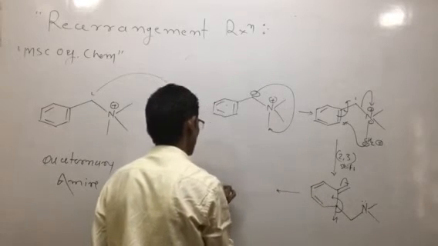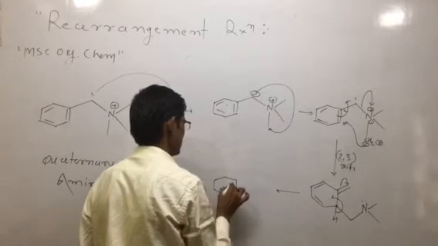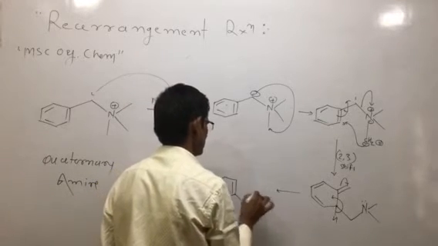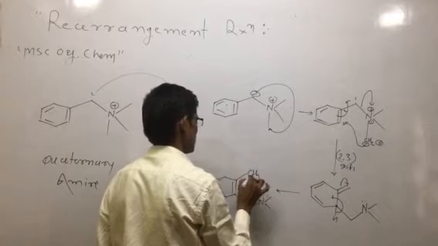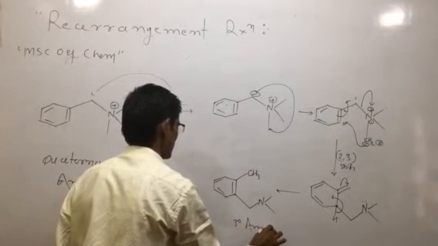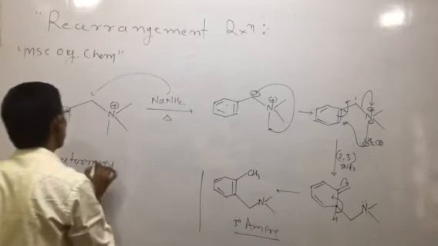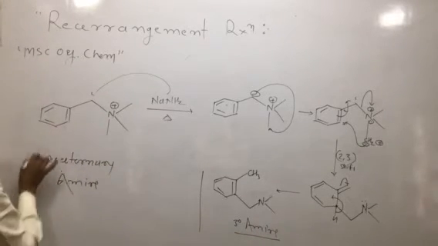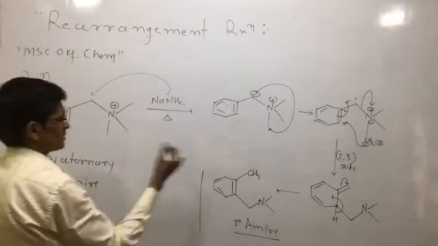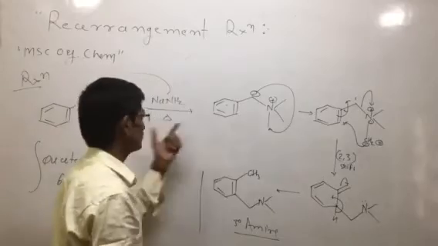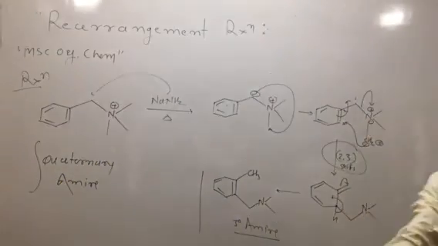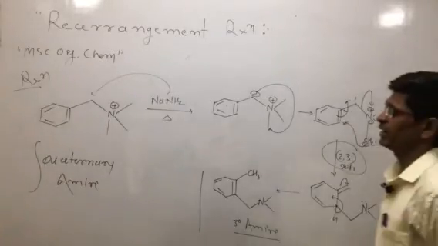This is the formation of a tertiary amine. The final product is CH2N, CH3, CH3, and CH3. So a tertiary amine is formed as the final product, starting from the quaternary amine, which is converted into it. These types of rearrangement we can call 2-3 shifting, 2-3 migration.